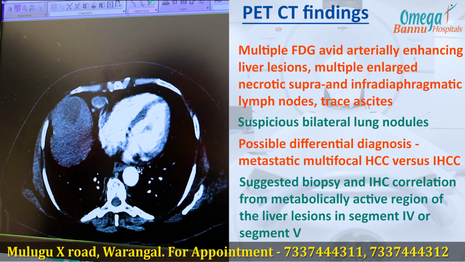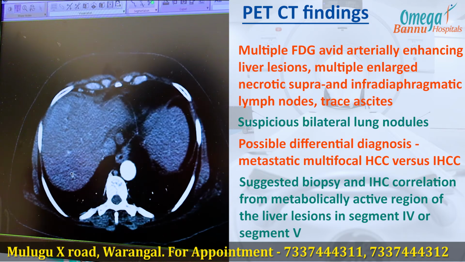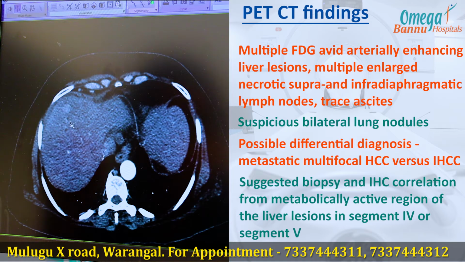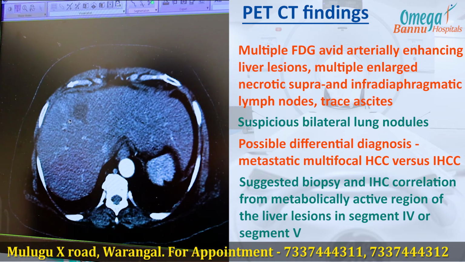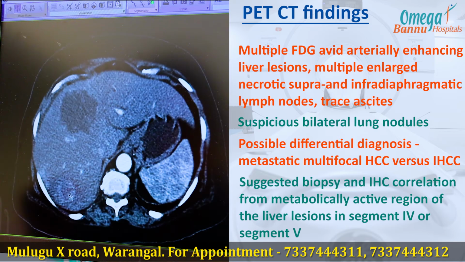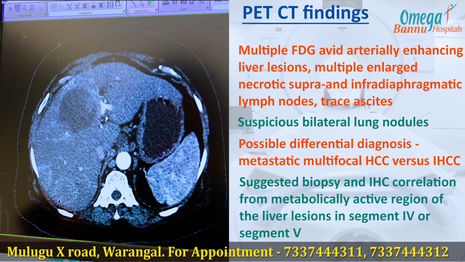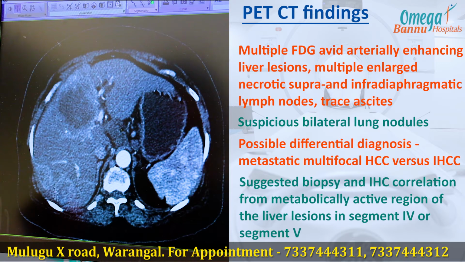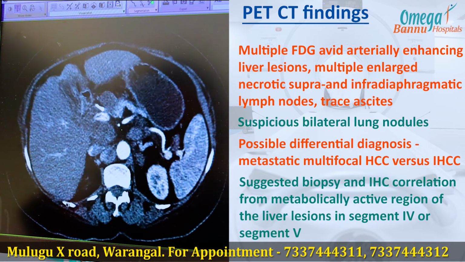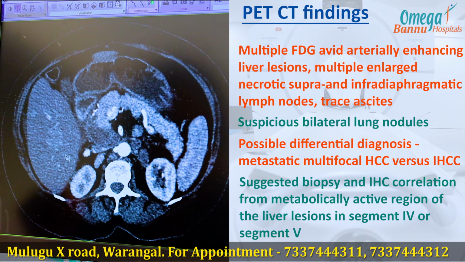This is the arterial phase CT scan of the same patient. The importance of this scan is that it highlights all the smaller lesions which were not seen on the venous phase CT, but still they are avid on the PET-CT scan. As we can see, a tiny lesion over here, other lesions in segments 7, 5, and 6.